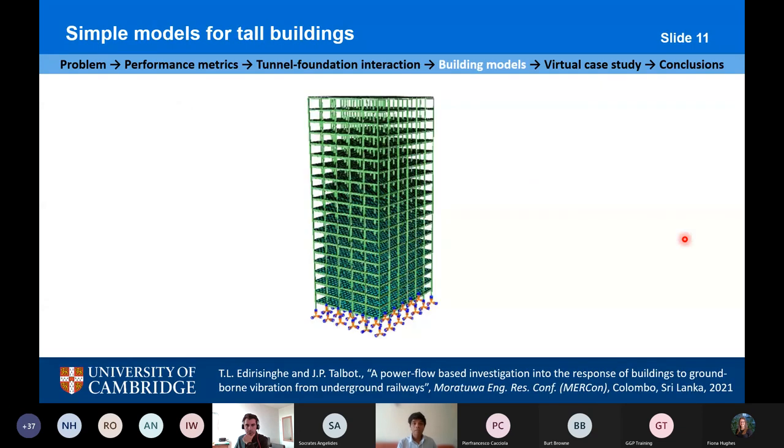Another thing we wanted to look at is whether we can use simple models to model tall buildings. Currently, as Giuseppe mentioned, we would normally use complex finite element models to account for the vibration being transmitted into the building. But if we use simple, computationally efficient models, we can do multiple simulation runs for a particular configuration of the building, and then see how changing different parameters can vary the overall vibration.